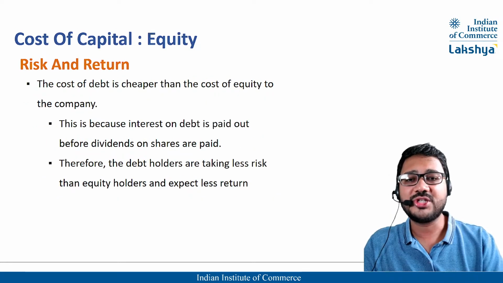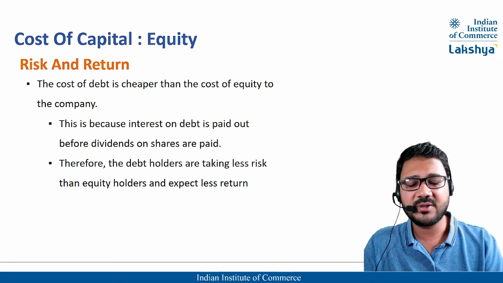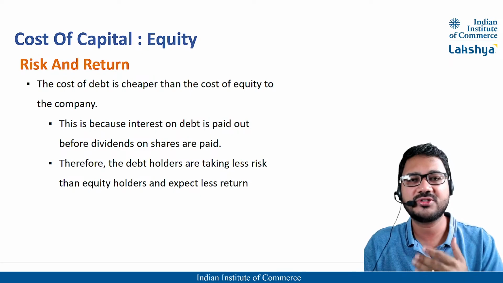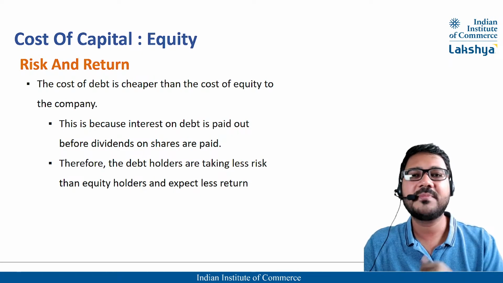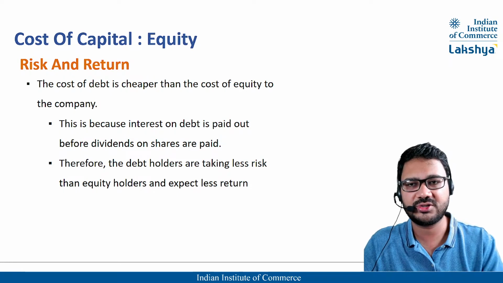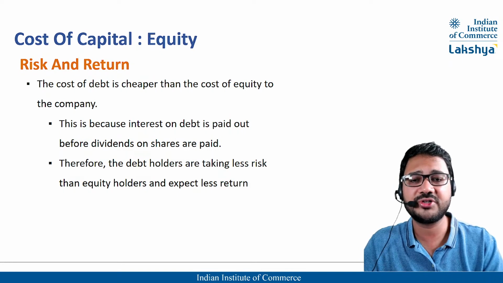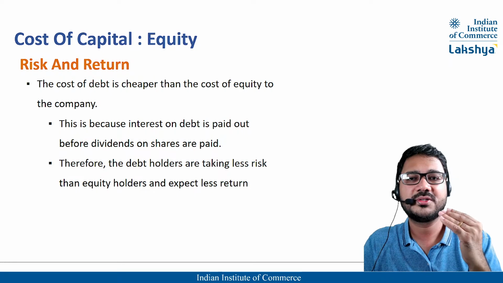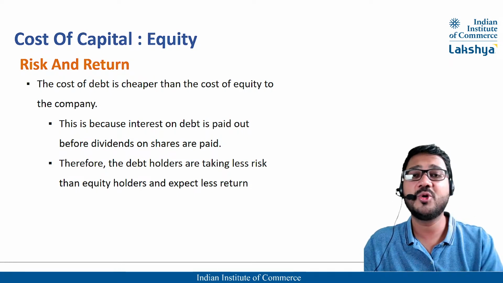The cost of debt is cheaper than the cost of equity to the company. We already know that. We have been studying that all throughout finance, that cost of debt is always cheaper. Why? Because it enjoys a tax shield plus it is a fixed cost. This is because interest on debt is paid out before dividends on shares are paid. So your debt is low risk.